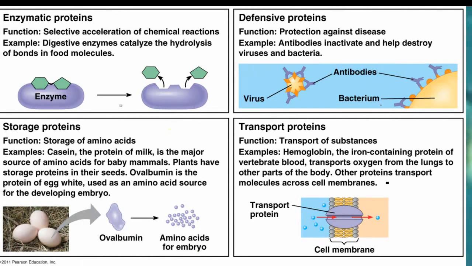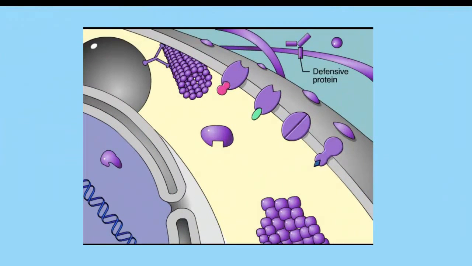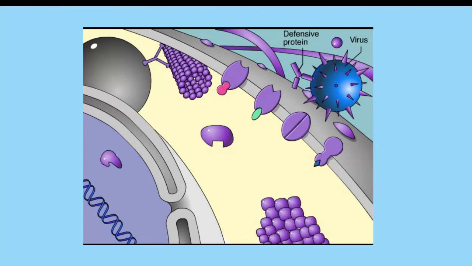The second role is as a defensive protein, such as an antibody. The immune system makes defensive proteins called antibodies that bind to invaders, such as the virus shown here, and mark the foreign objects for destruction.